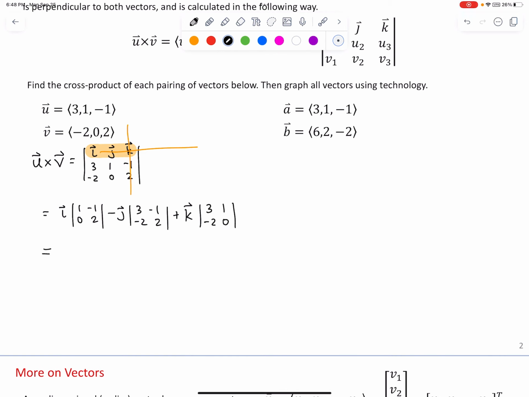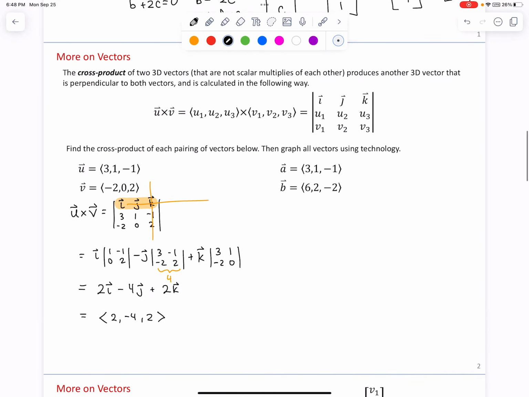And we calculate all these 2 by 2 determinants. In the first case, we get 2. So we have 2 times the vector i. This 2 by 2 determinant will be 6 minus 2, which gives me 4. But don't forget we have the minus sign in front of the j, so this will wind up being minus 4 times vector j. And the final 2 by 2 determinant will be 0 minus negative 2, so 2. So we'll get plus 2 times vector k. So back in other vector notation, this would tell us that the vector 2, negative 4, 2 is a vector that is perpendicular to both u and v.